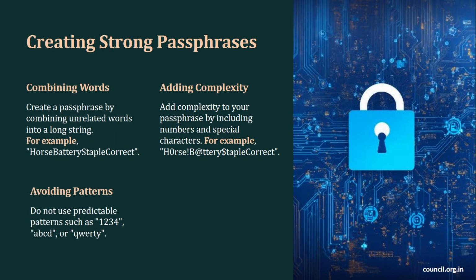Creating strong passphrases. 1. Combining words. Create a passphrase by combining unrelated words into a long string. For example, horse battery staple correct. 2. Adding complexity. Add complexity to your passphrase by including numbers and special characters. For example, $terry correct. 3. Avoiding patterns. Do not use predictable patterns such as 1234, ABCD, or QWERTY.